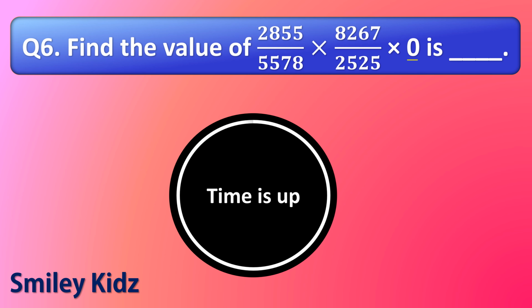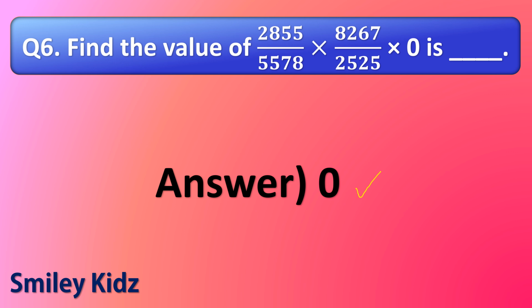Your time is up. And the right answer is 0. Did you remember? Any number multiplied by 0 always gives 0. So, the value will be 0 when any number is multiplied by 0. Okay?